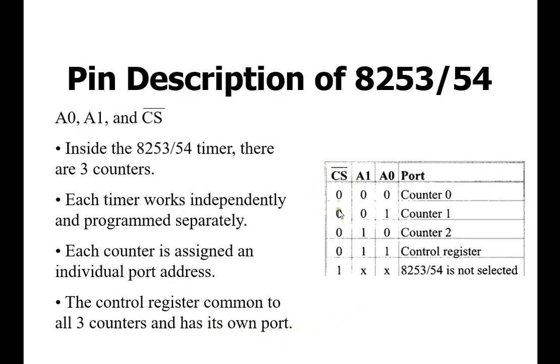Here the CS is for chip selection. Because it is active low, when the input is 0 the chip selection is active, and when it is 1 it is disabled. Now for address selection A0 and A1: when the input is 0 0 that will select counter 0, 0 1 is for counter 1, 1 0 is for counter 2 and 1 1 is for the control register. If the chip selection is 1 then it is not selected.